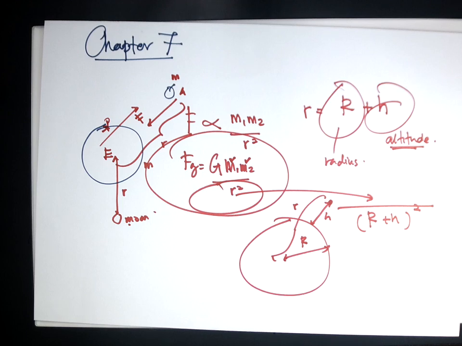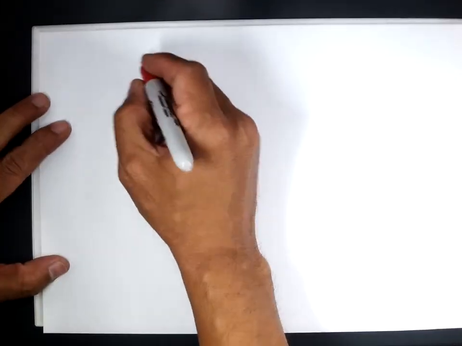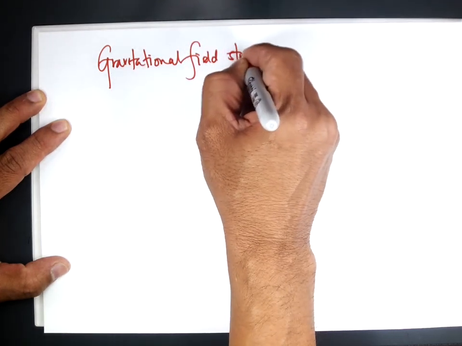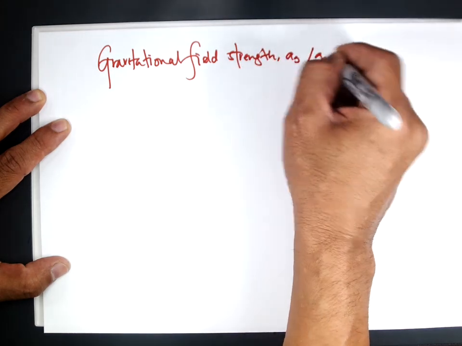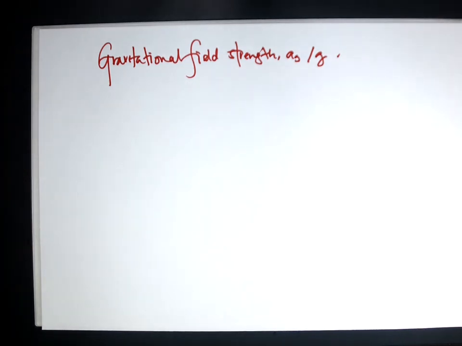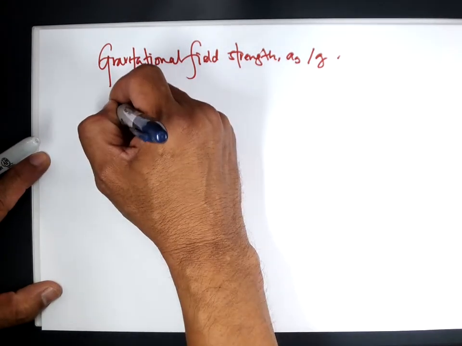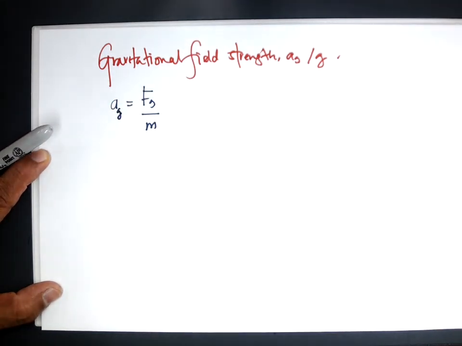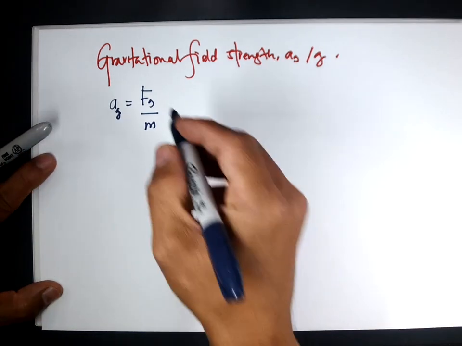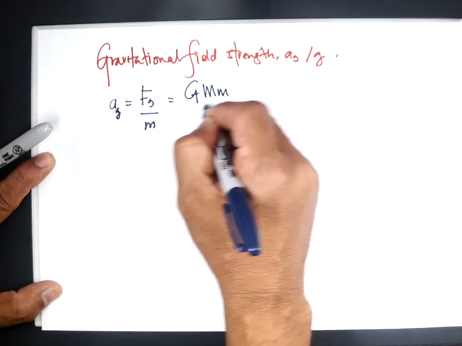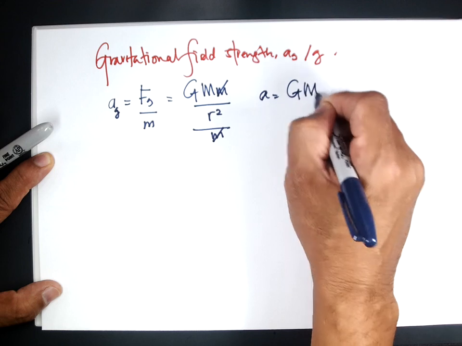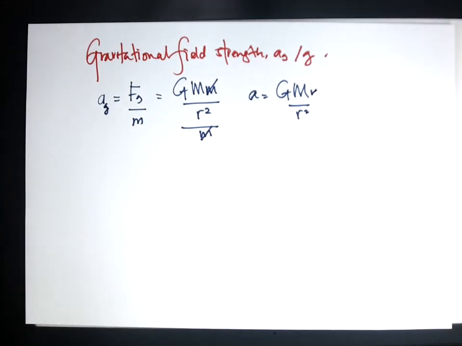Alright, that's for this part, gravitational force. Then we have gravitational field strength. Gravitational field strength, in other words, is g, the acceleration due to gravity, 9.81. So we have a equals F over m, the gravitational force acting on the test mass. F equals, from just now, G M m over r squared, so divided by m. So a equals G M over r squared. So what is this M? This M is the one that pulls, that does the work.